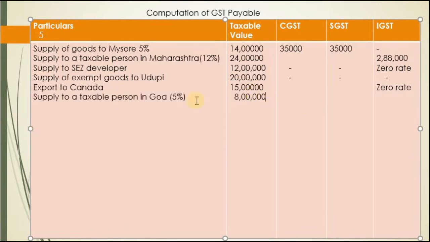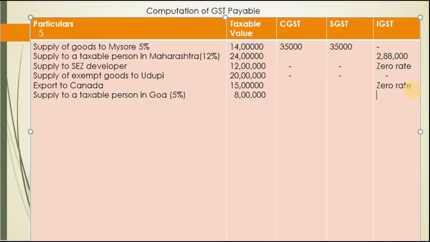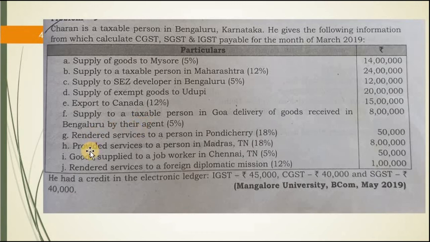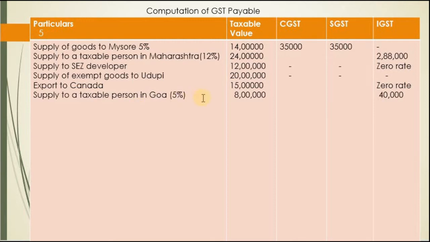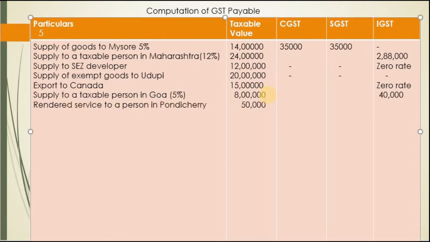So the value is 8 lakh, 8 lakh into 5%. So on the IGST column, 8 lakh into 5%, it is 40,000. So let's write 40,000. Let's go to the next one. Rendered service to a person in Pondicherry. So Pondicherry is in another state. So again, it is an interstate transaction. So value is 50,000. So interstate means IGST will apply. Let's write that. So the value is 50,000.